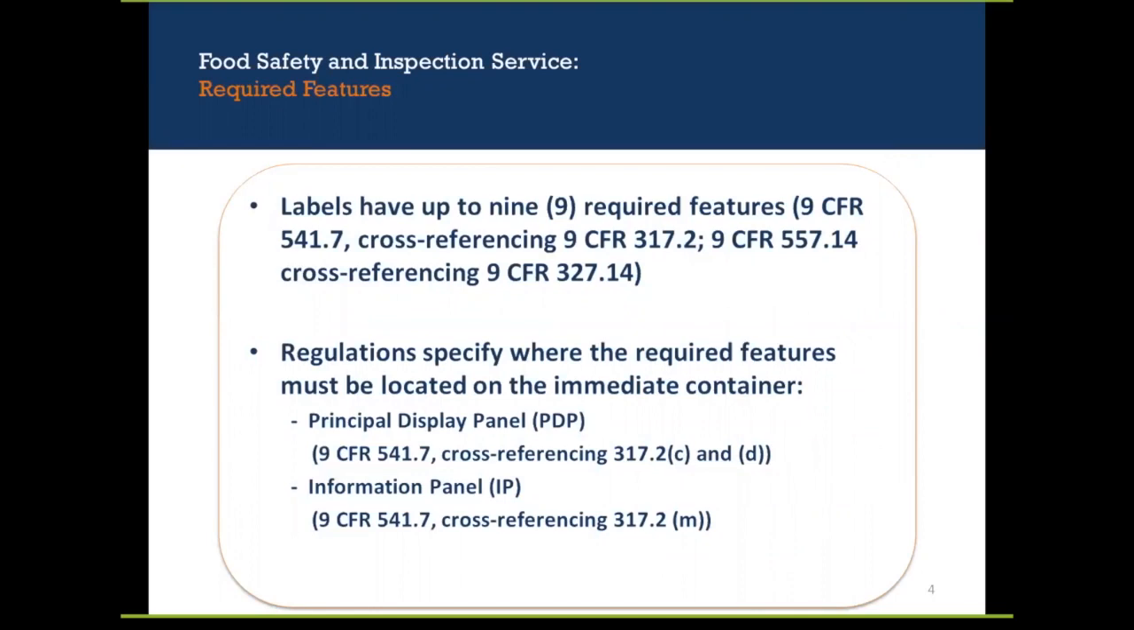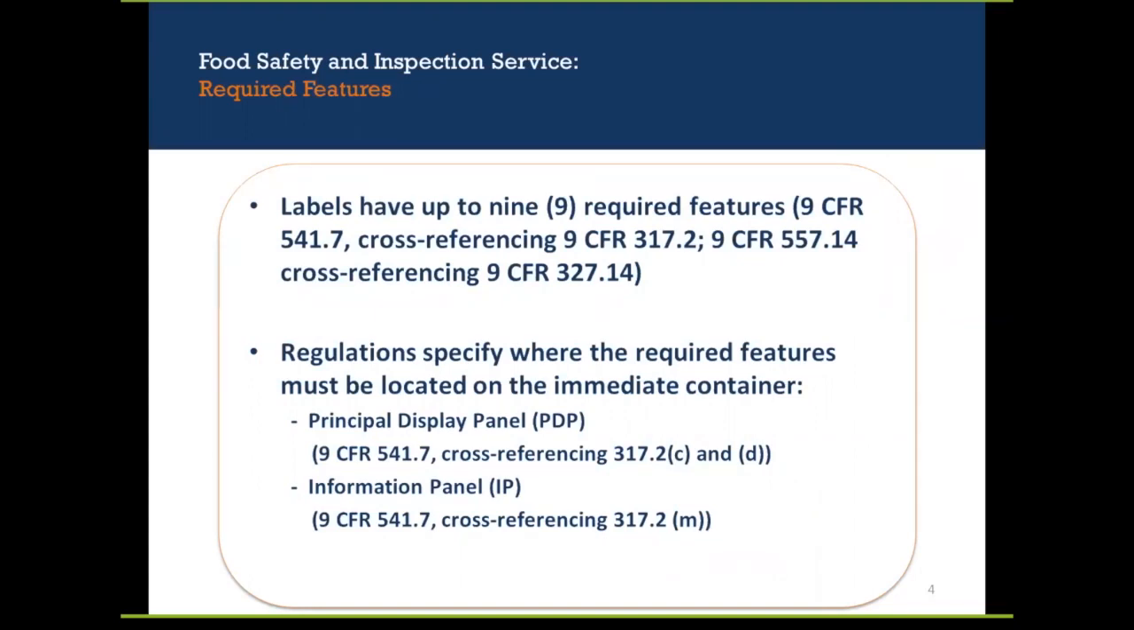Immediate containers for products packaged and labeled domestically will have up to 9 required label features. In some cases, the regulations specify exactly where the required features must be located. For example, some features must appear on the principal display panel, while other features are not required to appear on this panel. Before I begin talking about the specific label features and where they must be located, it's important to explain what I'm talking about when I reference the different panels.